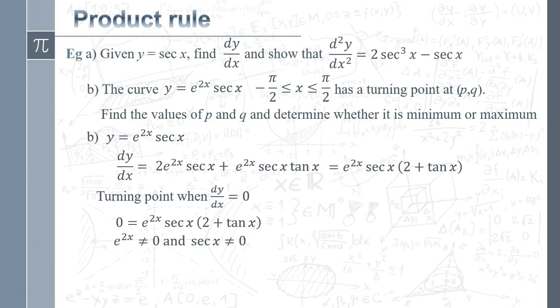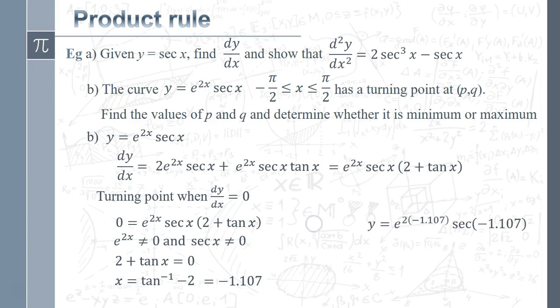So the only way that we're going to get a solution is if it's the 2 plus tan x equals 0. So therefore, x is tan to the minus 1 of minus 2. And so we've got, in radians, our value of minus 1.107, and that's between our required limits of minus pi over 2 and pi over 2. Right, so that's our value for p.